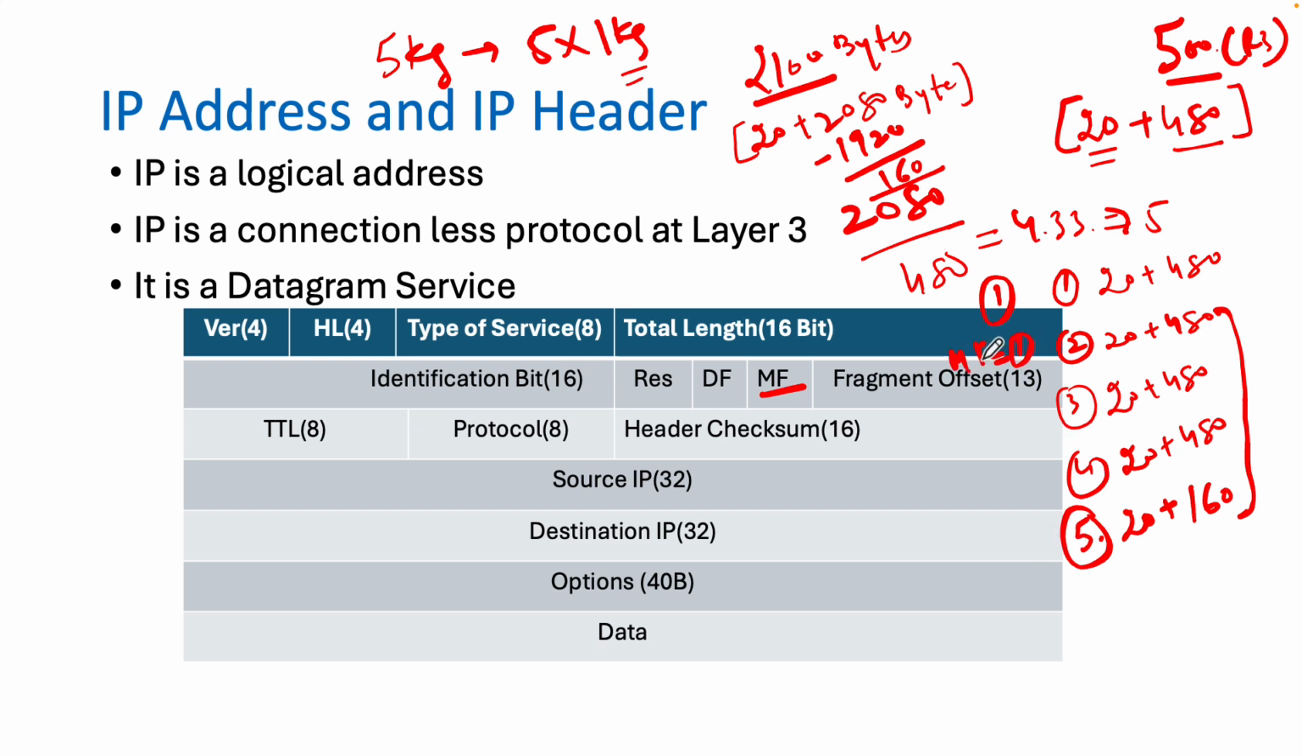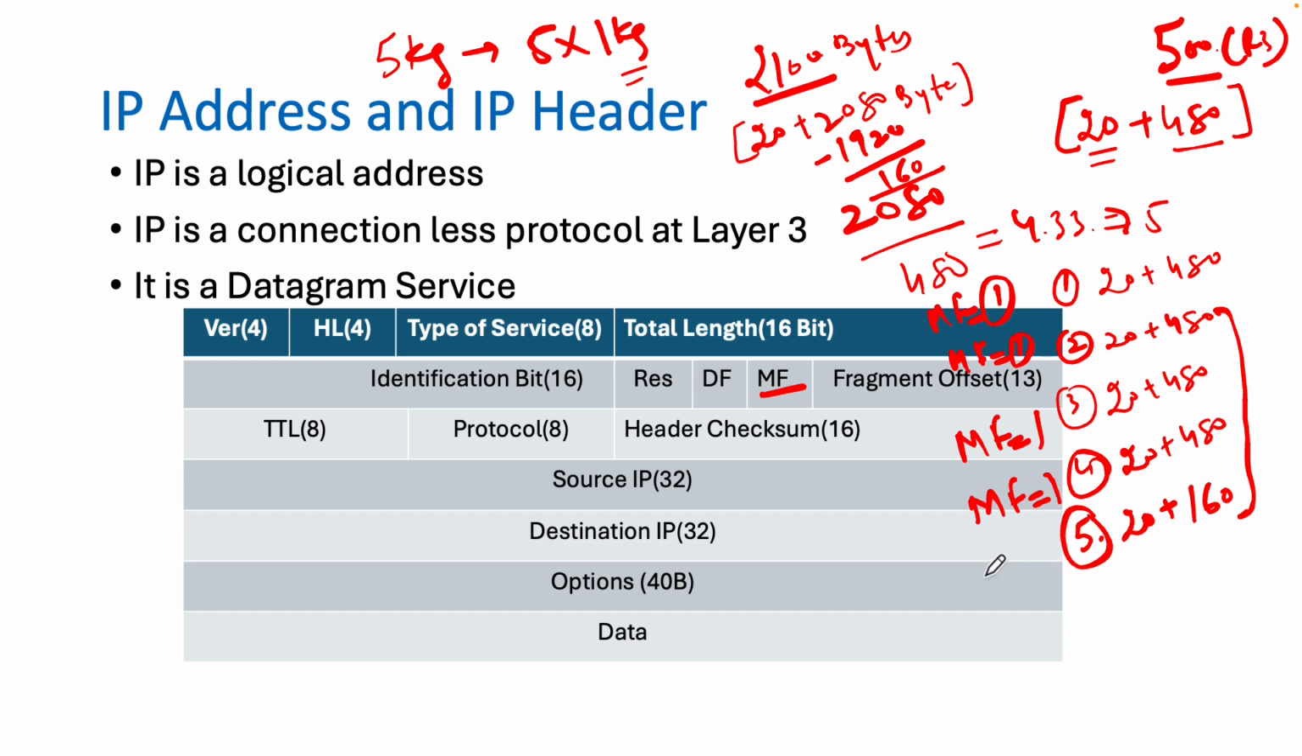MF value equal to 1. MF value equal to 1. And similarly, for the third, there are 2 more to come. MF value 1. Similarly, after the fourth fragmented packet, there is 1 more. This one will be 1.